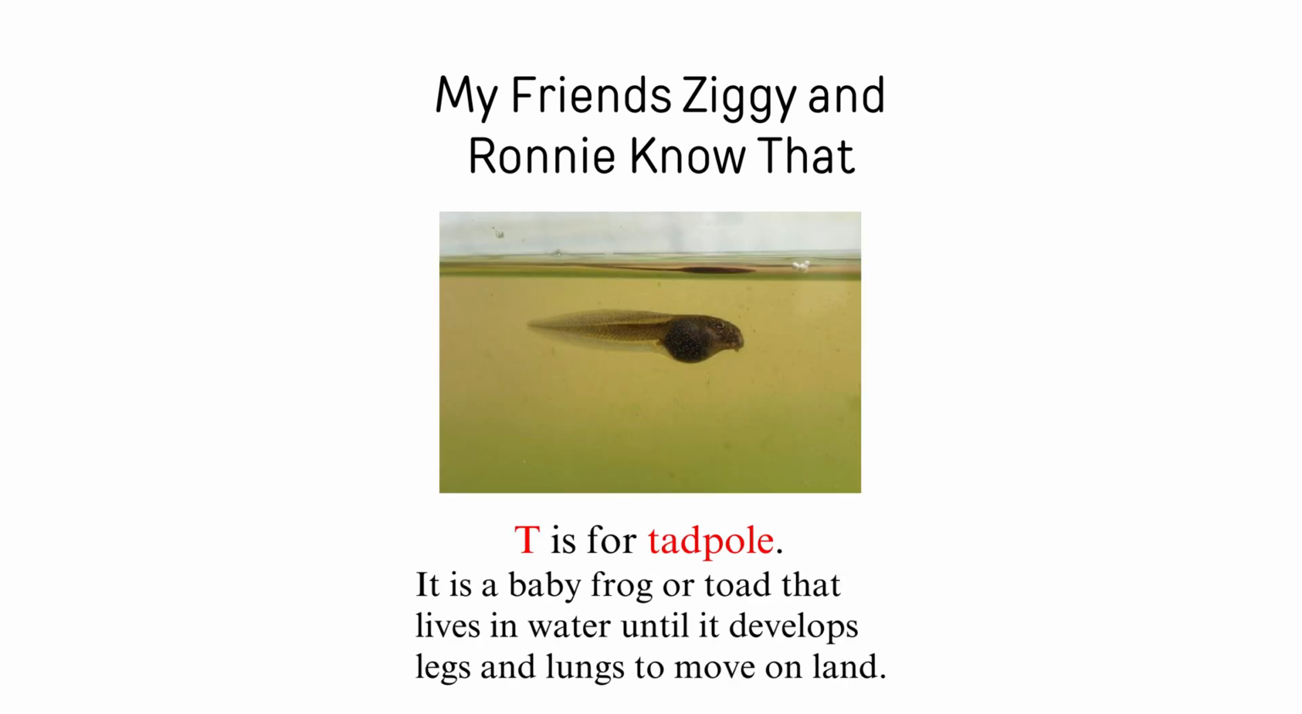My friends Ziggy and Ronnie know that T is for tadpole. It is a baby frog or toad that lives in water until it develops legs and lungs to move on land. What are the types of tadpoles found in the area where you live? Why are tadpoles important to life here on Earth?